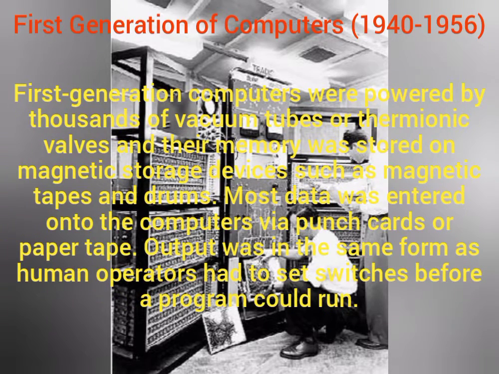First-generation computers were powered by thousands of vacuum tubes or thermionic valves, and their memory was stored on magnetic storage devices such as magnetic tapes and drums. Most data was entered onto the computers via punch cards or paper tape. Output was in the same form, and human operators had to set switches before a program could run.